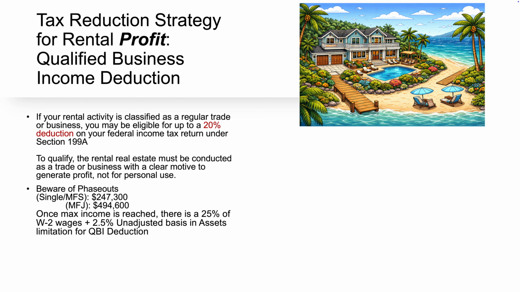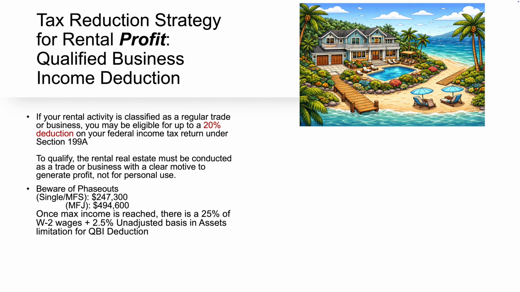There are phase outs. If you're single or married filing separately and you're making over $247,300, or you're filing jointly and your income is over $494,600 for 2025, then you have to worry about limitations. The limitation for practical purposes is pretty much 2.5% times the unadjusted basis in assets, which is honestly the purchase price of any assets that you have. There's a 25% of W-2 wages limitation, but usually people don't just buy properties and hire employees to manage the property for them, so this will usually not apply to most people.